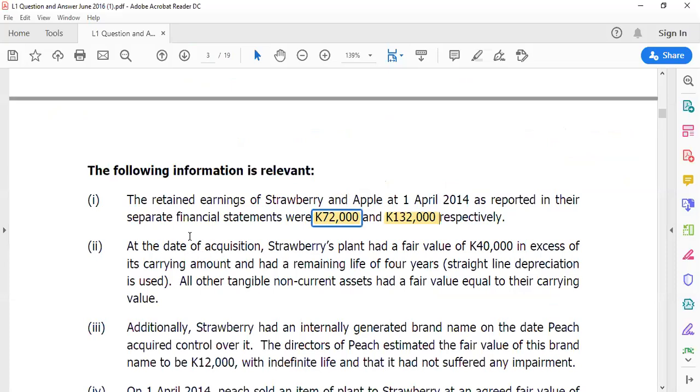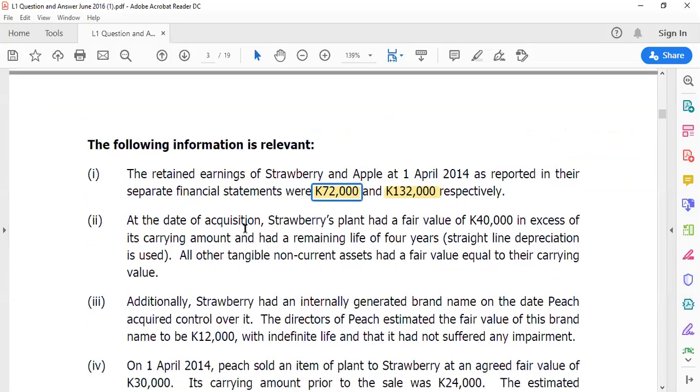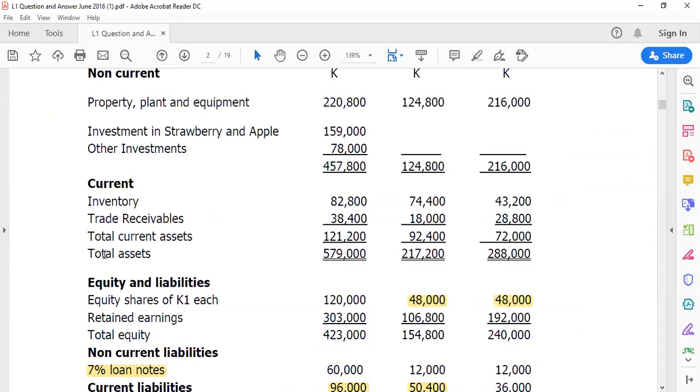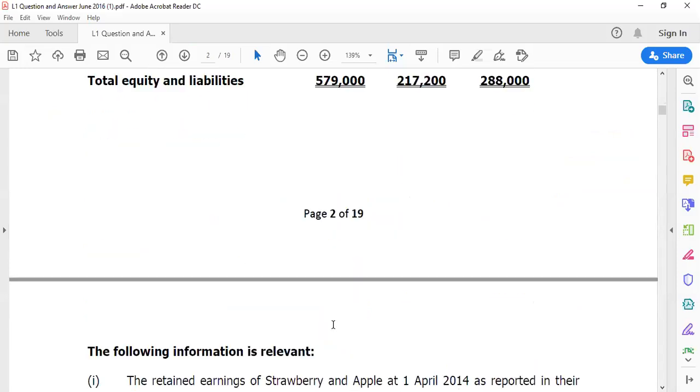So that you know whether there was a post-acquisition profit or not, the PAP. Already I know there was a PAP because they came with 72, but the retained earnings at the close were 106,800, you see? So already there is a PAP. So we're not working it out now.